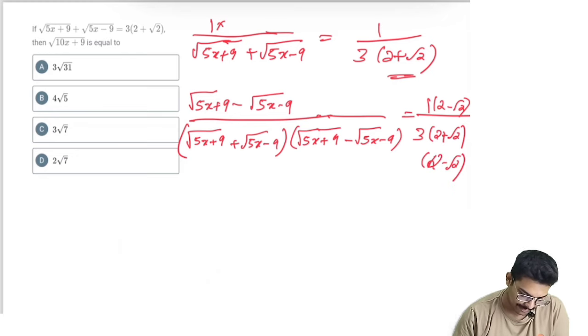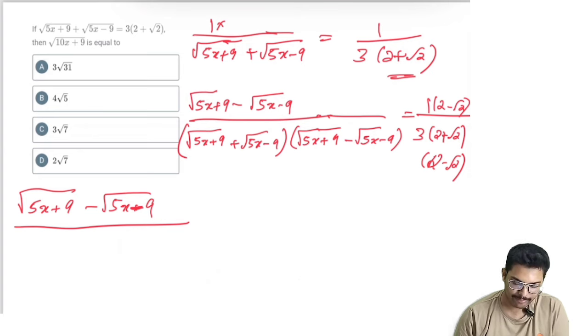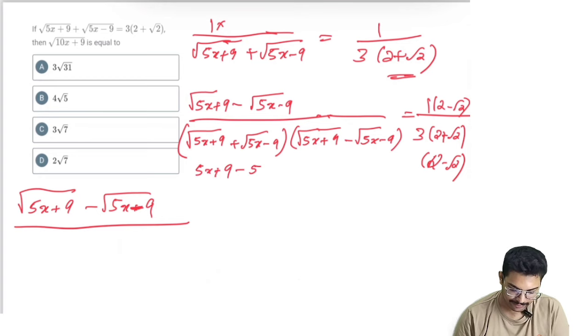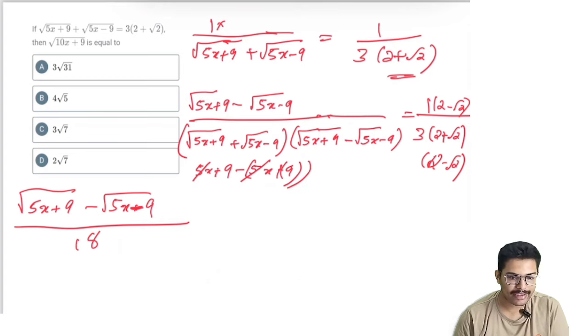Now we can simplify. When you simplify, the numerator will be 5x plus 9 minus root of 5x plus 5x minus 9. Here it will be in the form a plus b into a minus b, which is a square minus b square. So when you take the square of this value, it will be 5x plus 9 and this value will be 5x minus 9. When you open this, this will be negative and this term will be positive. Negative and positive terms will be cancelled. It will be ultimately 18.